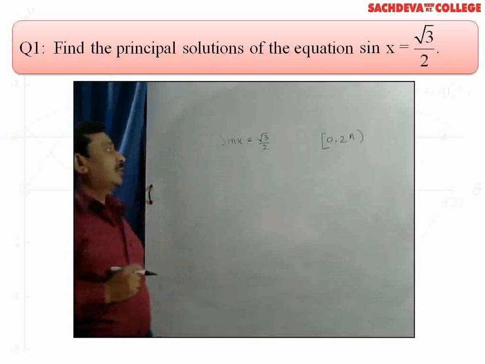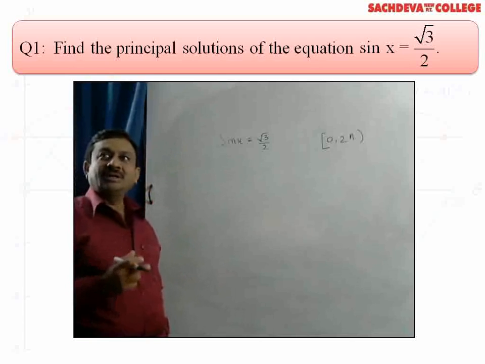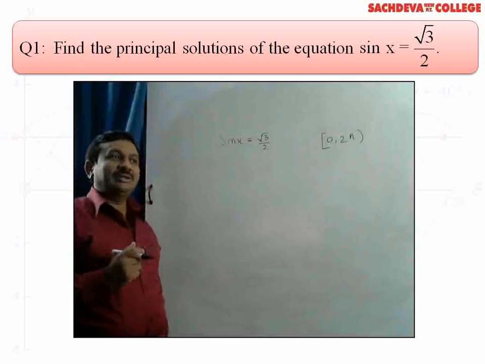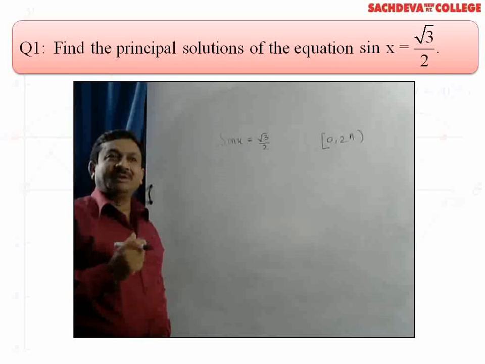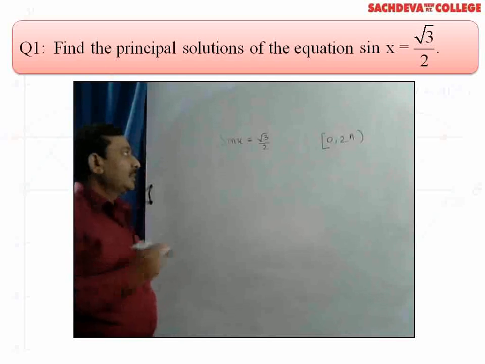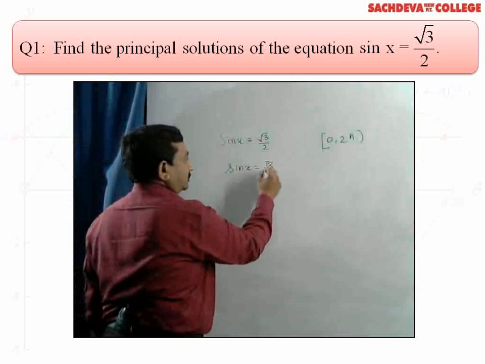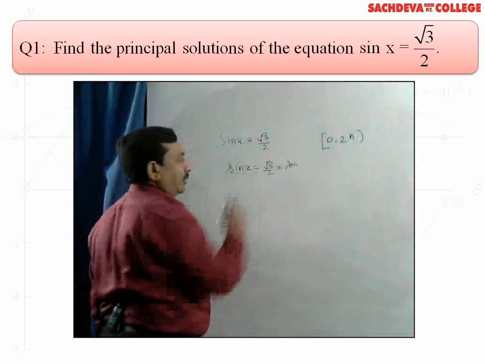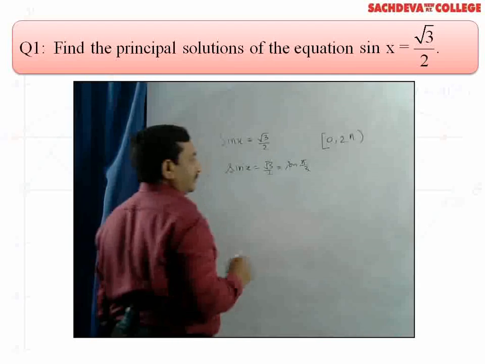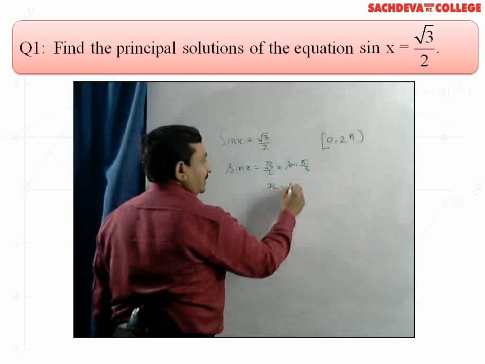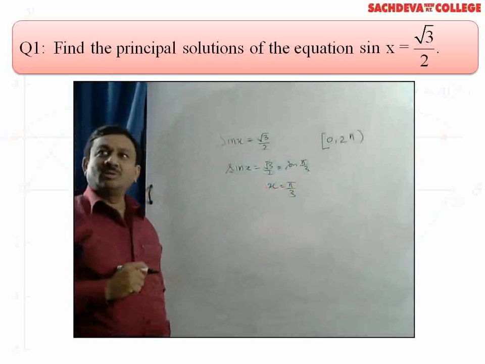So what will be the principal solution of sin x is equal to root 3 by 2? We know that sin x is positive in the first and second quadrant. So if sin x is equal to root 3 by 2, this is the value of sin 60 degrees, which means sin pi by 3. Or x will be equal to pi by 3 is a principal value of this equation sin x is equal to root 3 by 2.